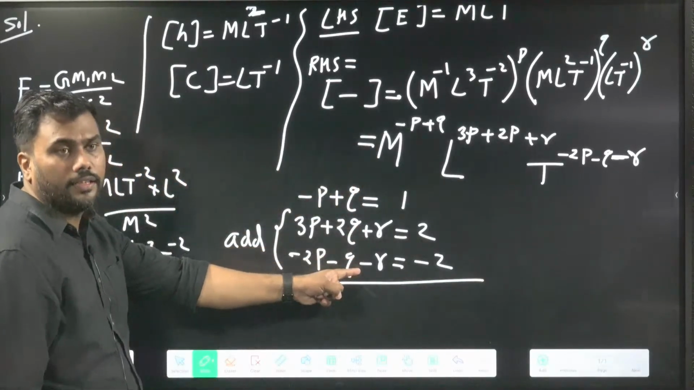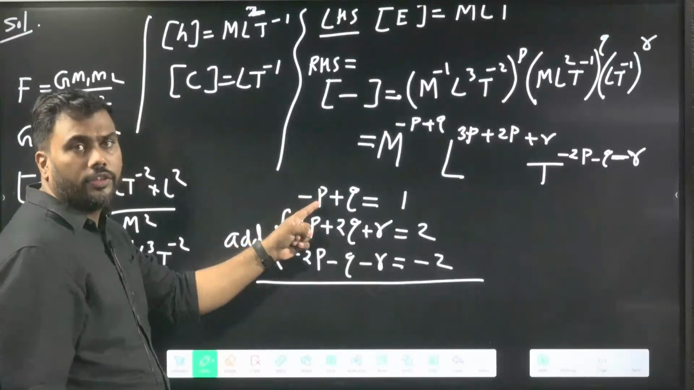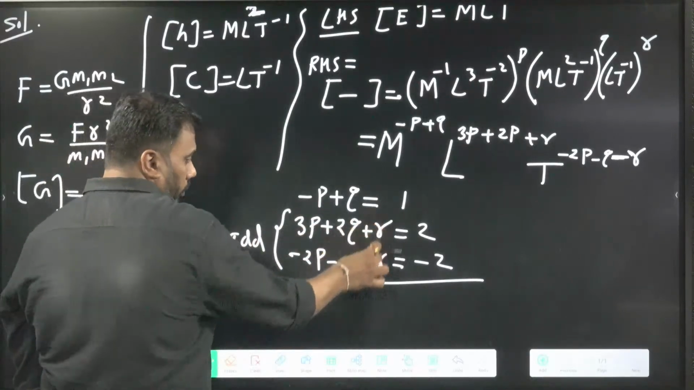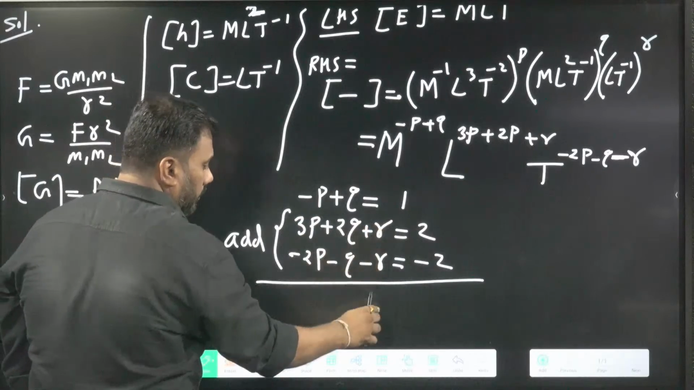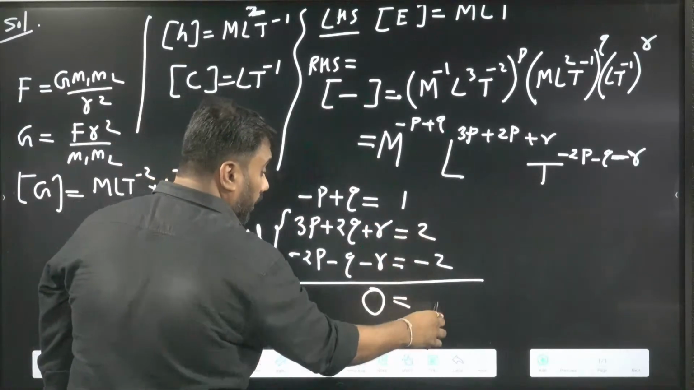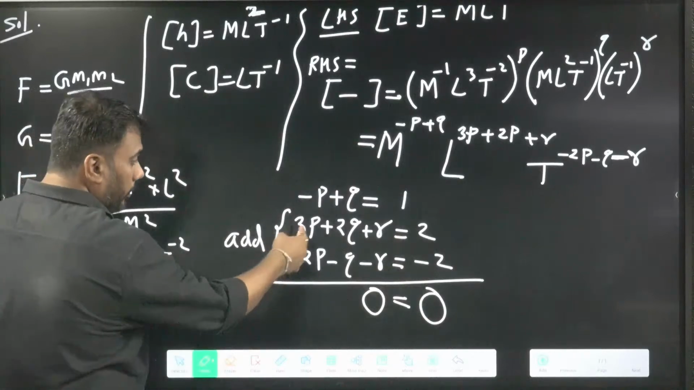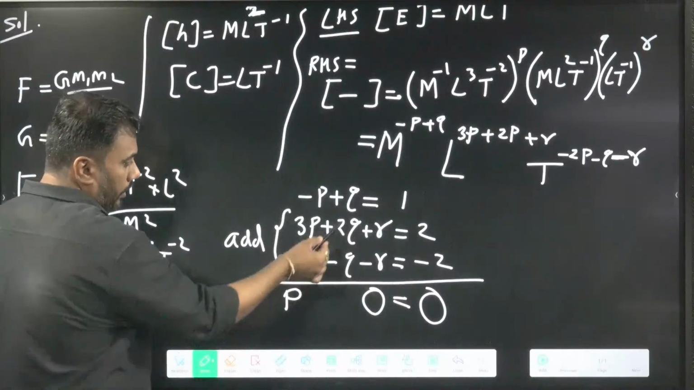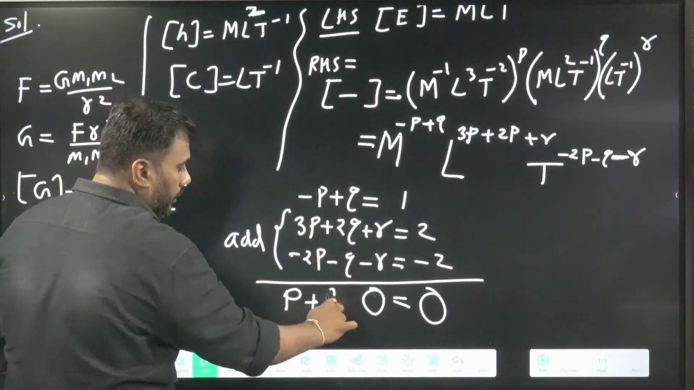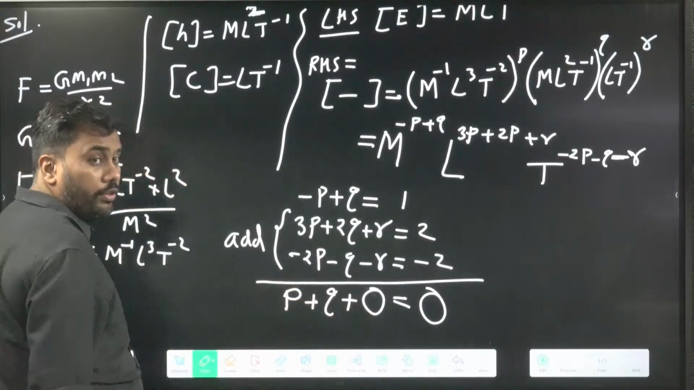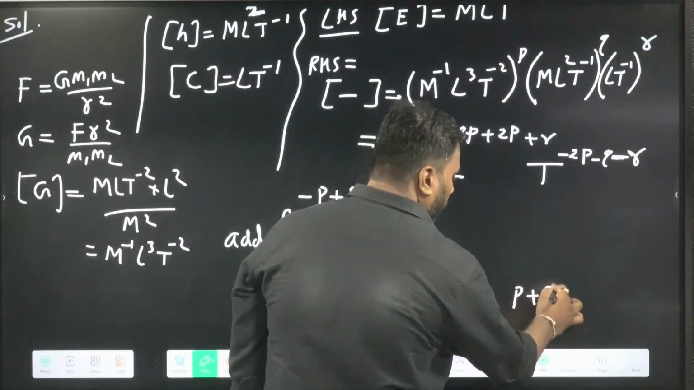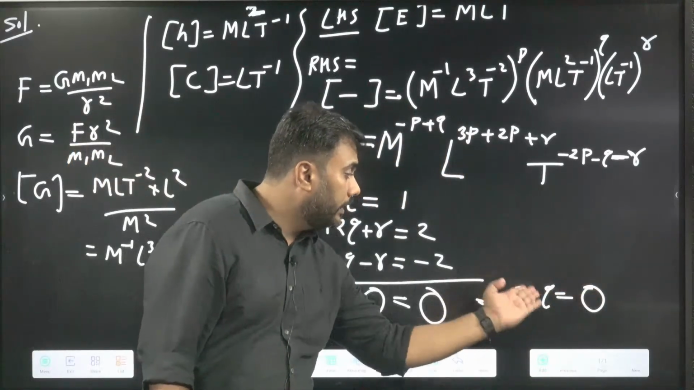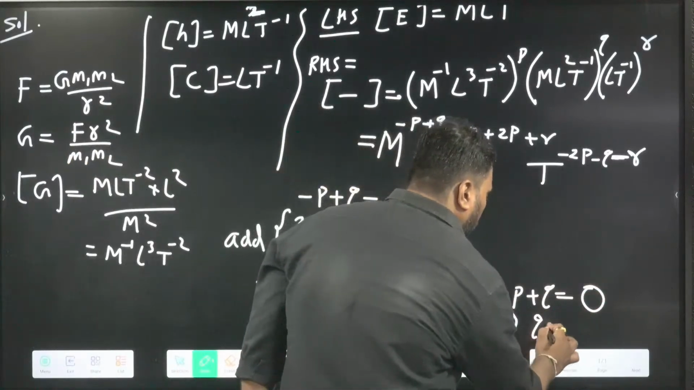Why am I thinking about r? Because my first equation is only in terms of p and q, so I can get another equation in p and q, and the solution will become easy. So add these two. Plus r and minus r, 0. Plus 2 and minus 2 is also 0. Very good. 3p minus 2p is p. 2q minus 1q is plus q. So I am getting p plus q equal to 0. It means q is minus p.